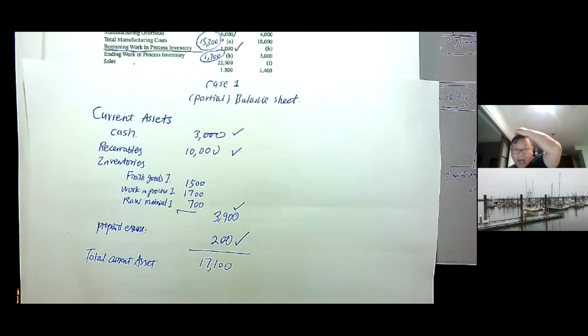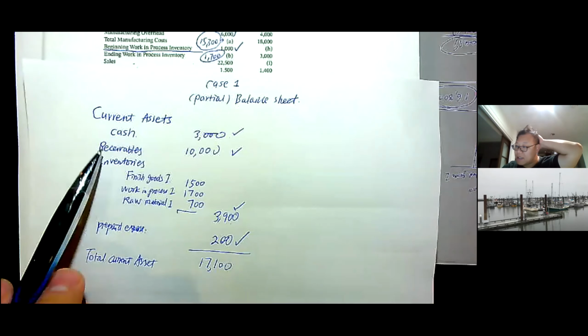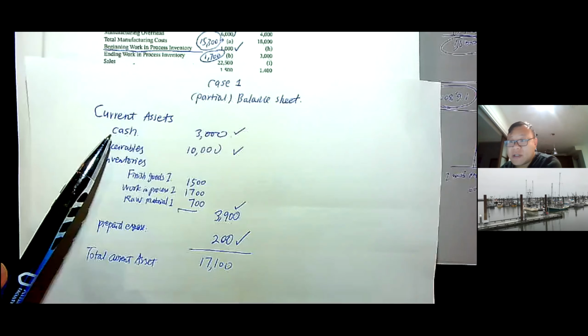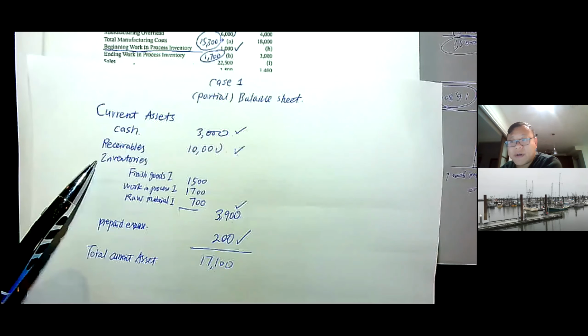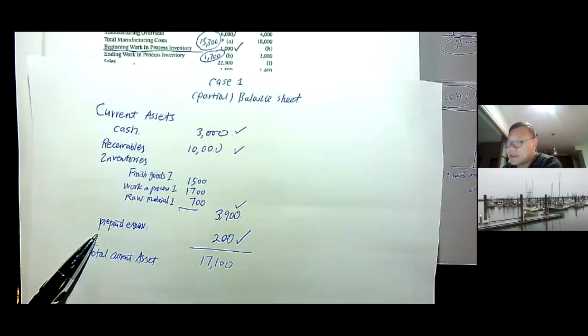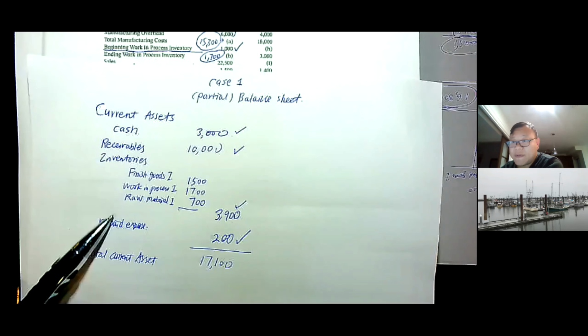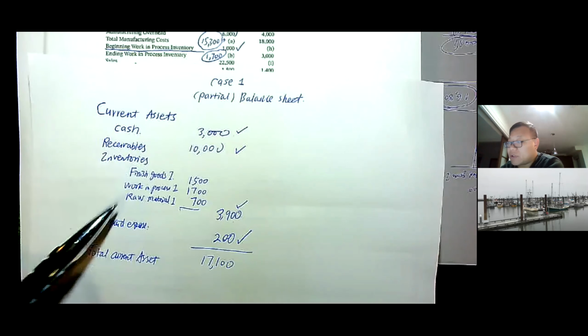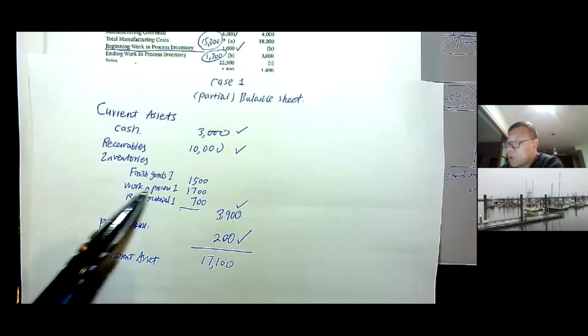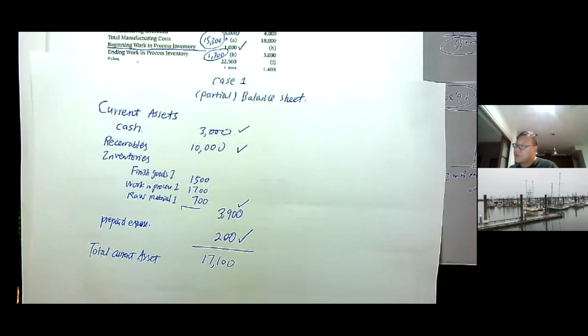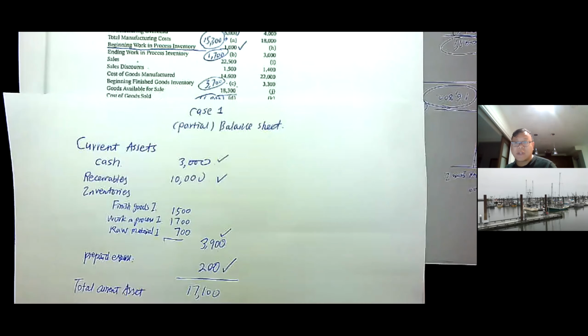That's it. So the idea for this one, I want to emphasize, is for current assets you list the items based on liquidity: cash, receivables, inventories, and the prepaid expenses. And within the inventories, there are 3 inventories, so you have to follow the order: finished goods inventory, work in process, and the last one is the raw materials. Okay, so we solved the whole problem. Good luck with your assignment. Thank you.